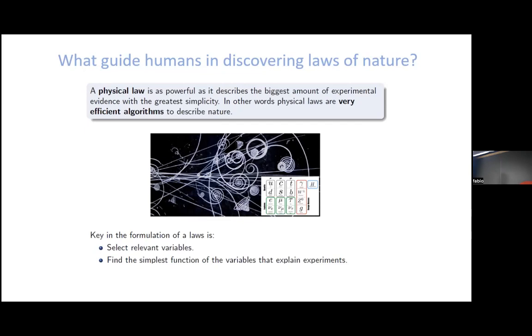I say that a physical law is as powerful as it describes the widest amount of experimental evidence. This is what the physicist will tell you if you ask him or her about this question. But if you see it in terms of machine learning, informatics, computer science, a physical law is just a very efficient algorithm to describe nature. The key points, or at least the points that I thought about, that are important in order to formulate physical laws, are the ability to select important variables to describe your phenomena. There are things which don't matter and things that really matter. And then when you have those variables, you try to find the simplest function of those variables that explains the experiment. This is, let's say, my definition of physics.